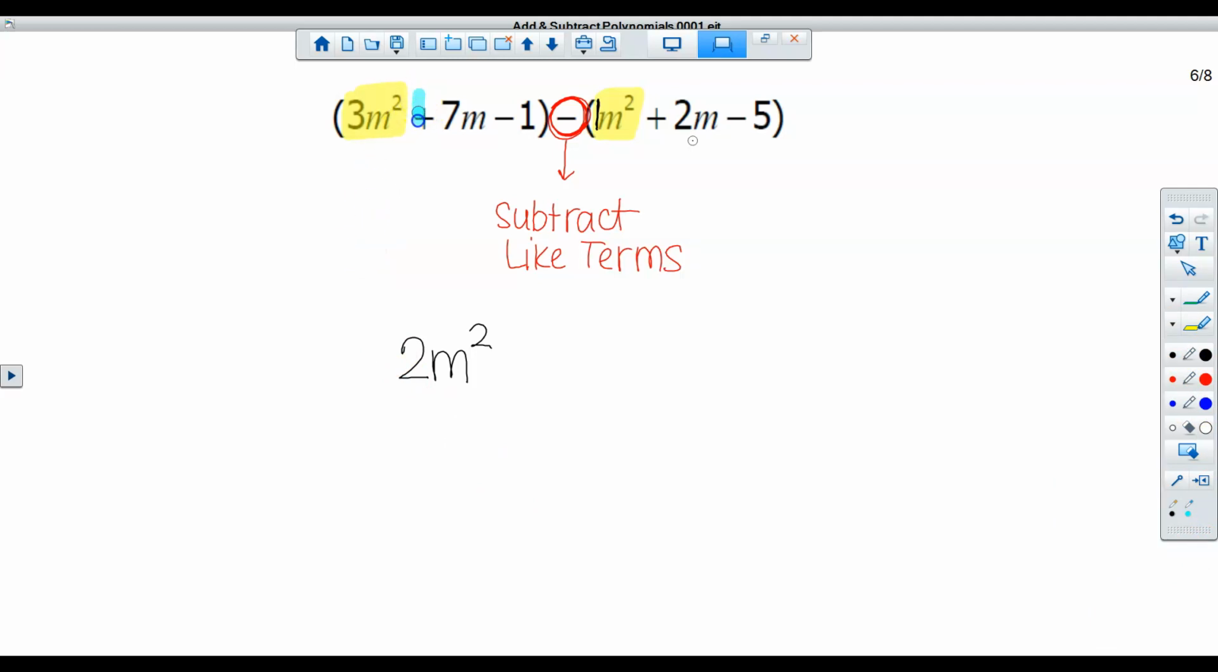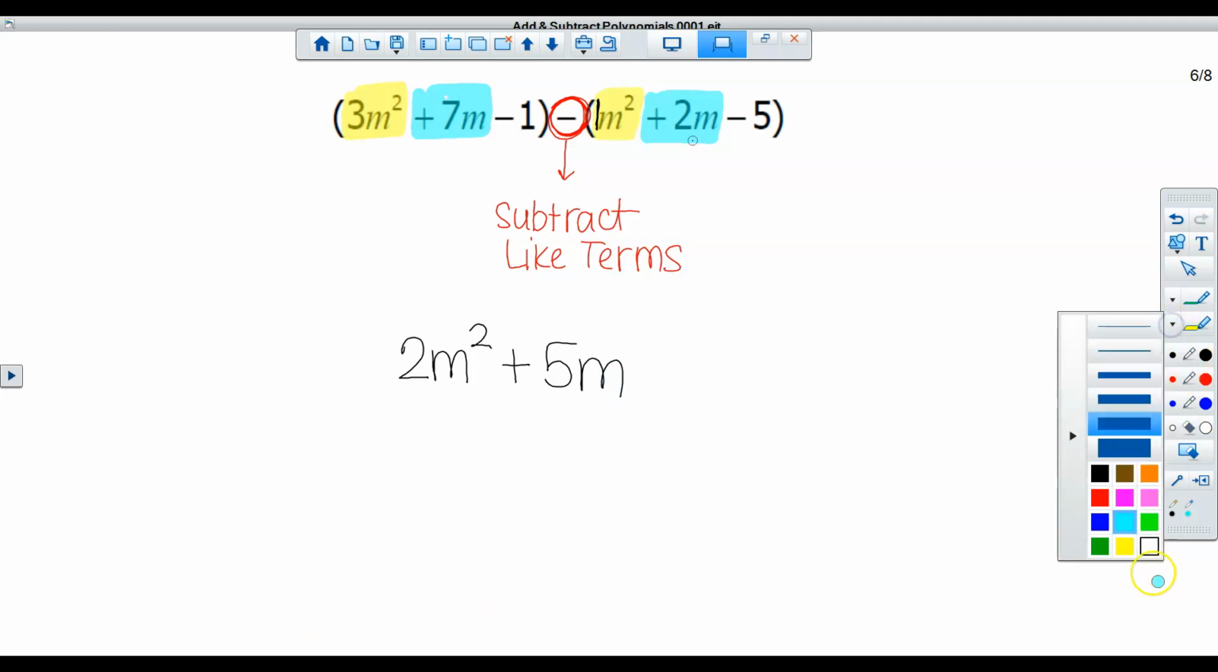All right, so moving on, I have a positive 7m. So it ends in m. The term over here that ends with m is this positive 2m. Now again, remember, this is a subtraction problem, so I am going to subtract to combine these. So I'm going to do 7m minus positive 2m. So 7 minus 2. 7 minus 2 is 5. Positive 5, so I'm going to put plus 5. And since both of these ended with m, I'm going to put an m behind that 5.